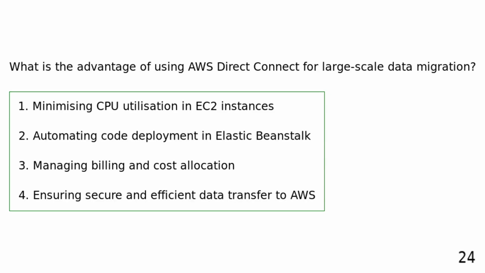What is the advantage of using AWS Direct Connect for large-scale data migration? Minimizing CPU utilization in EC2 instances. Automating code deployment in Elastic Beanstalk. Managing billing and cost allocation. Ensuring secure and efficient data transfer to AWS.